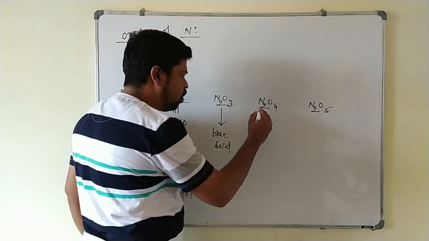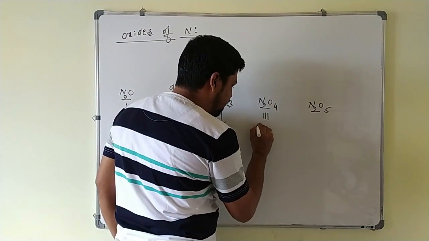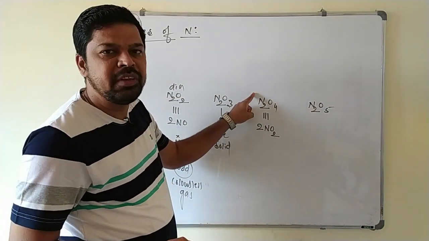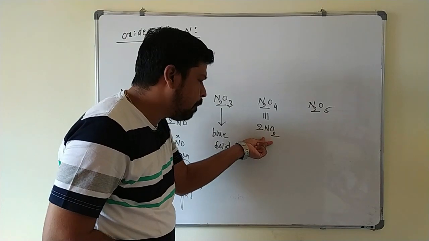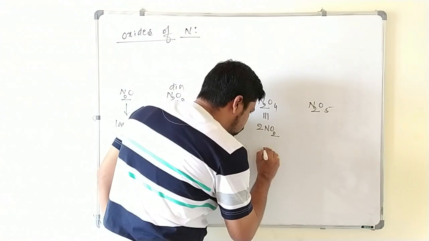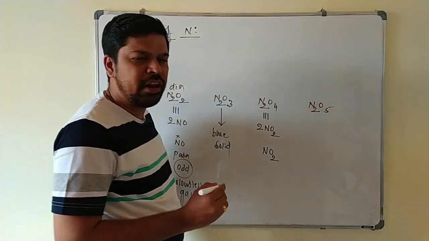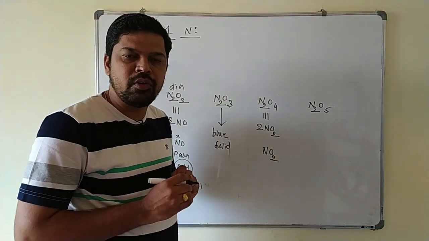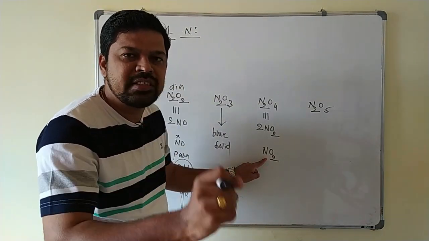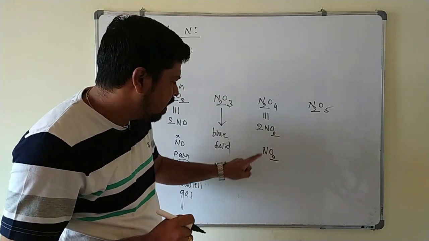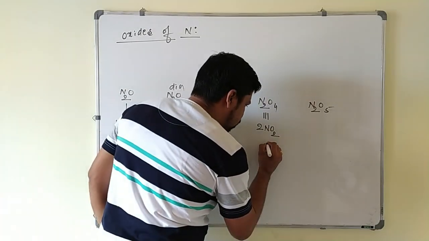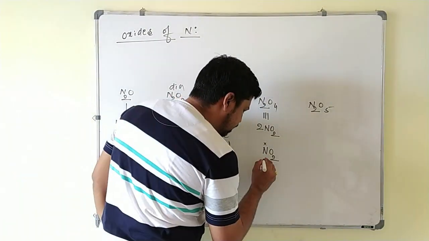Again, in the case of N2O4, this can be equivalently written as 2 times NO2, because N2O4 is a dimeric form of NO2. Two molecules of NO2 combine together to form a single molecule of N2O4. Again, this NO2 is an odd electron molecule. According to the octet rule, in an odd electron molecule the octet is not satisfied over the central atom. In the case of nitrogen, the octet is not satisfied. This nitrogen again has an unpaired electron.